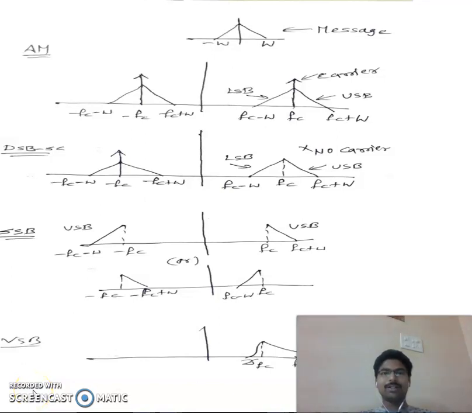I am Ravi Kumar. In this video, we will see the comparison of different amplitude modulation techniques like AM modulation, DSBSC modulation, SSB modulation, and VSB modulation. In the first slide, we will see the comparison of spectrum.